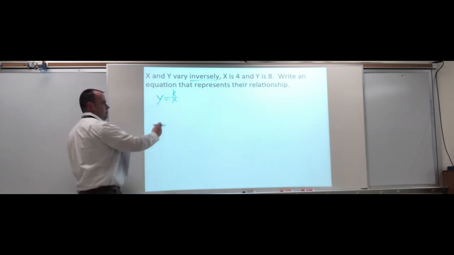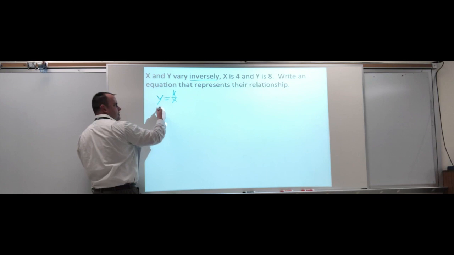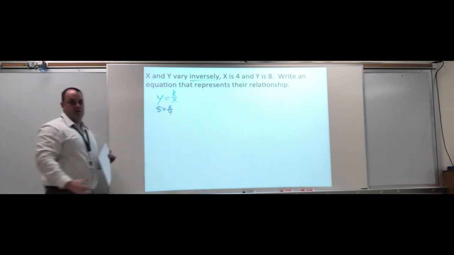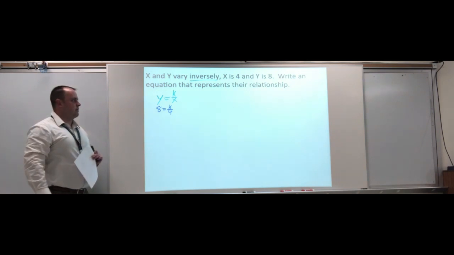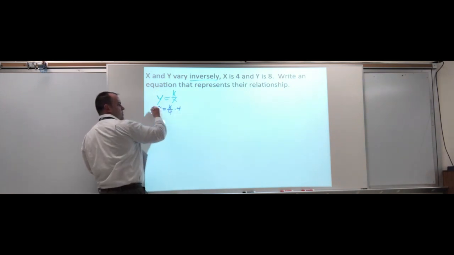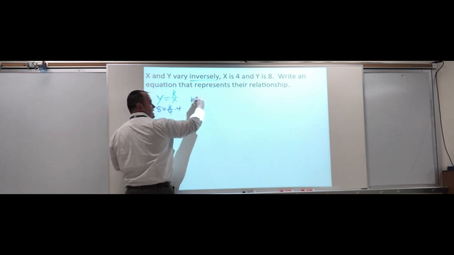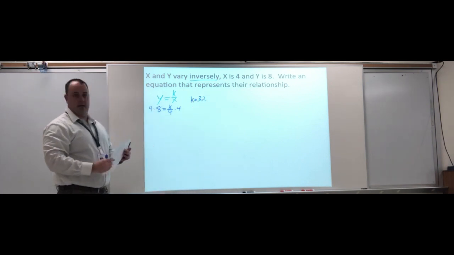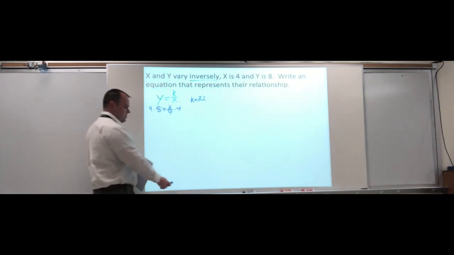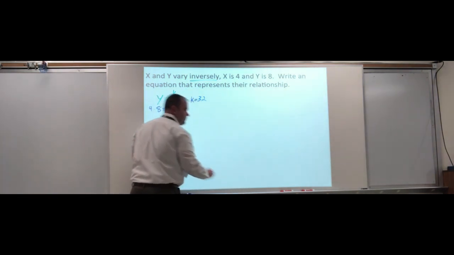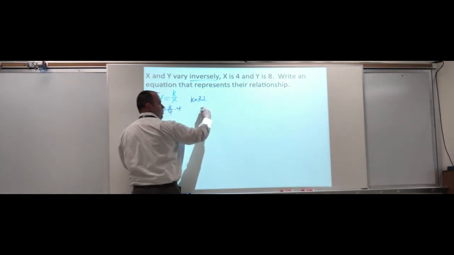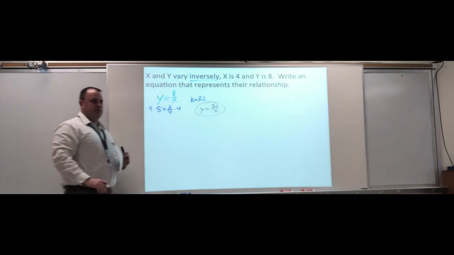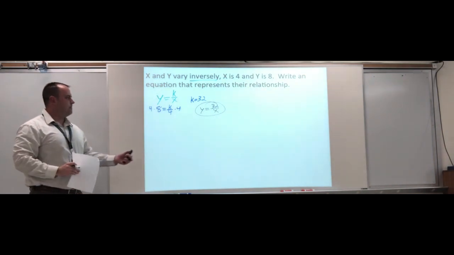So our x is 4, our y is 8, and there's an equation we should be able to solve. Solving for the value of k, multiplying 4 on both sides, k equals 32. Now it asks us to write an equation that represents the relationship. So I don't want to just see k equals 32. Finish by putting it as y equals 32 over x, sorry.